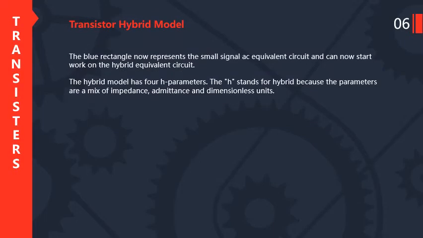The blue rectangle now represents the small signal AC equivalent circuit and we can now start work on the hybrid equivalent circuit. The hybrid model has 4 H parameters. The H stands for hybrid because the parameters are a mix of impedance.